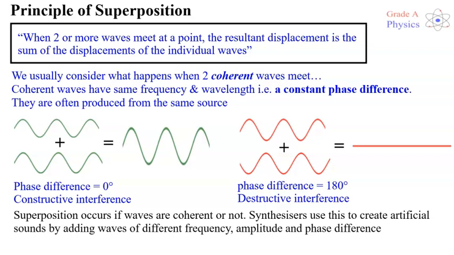So the principle of superposition, this is something that you need to know for the exam. When two or more waves meet at a point, the resultant displacement is the sum of the displacements of the individual waves. So we normally talk about this when two coherent waves meet.